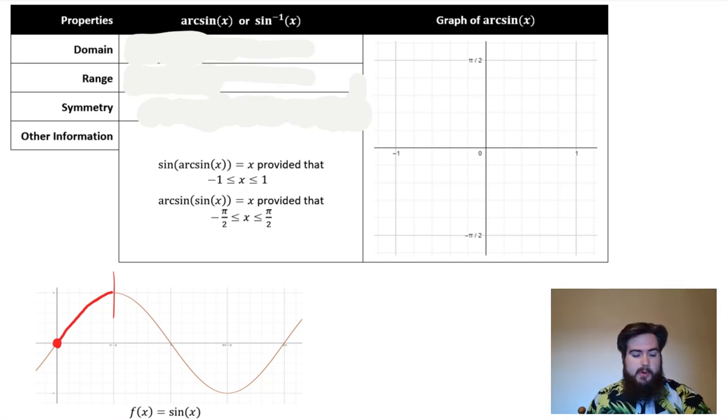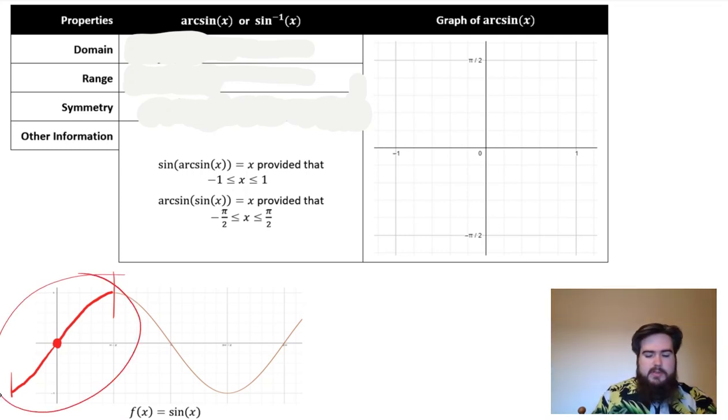But I can include more if I go backwards. If I go backwards from 0 down to technically negative pi over 2, I still am going to pass the horizontal line test. But if I go anywhere beyond or below negative pi over 2, then I'm going to fail the horizontal line test, and what I will have as a result will not be a function for an inverse. This is the section that I'm going to be using to graph our inverse sine.